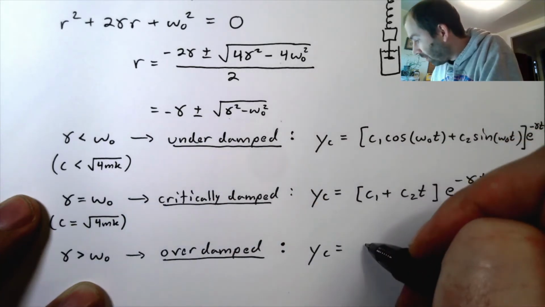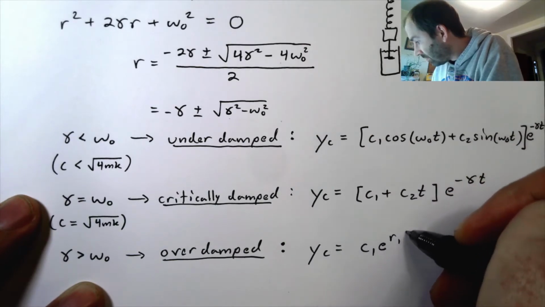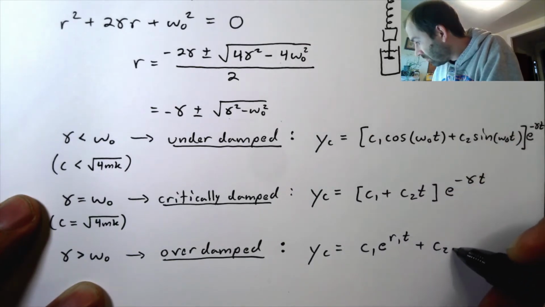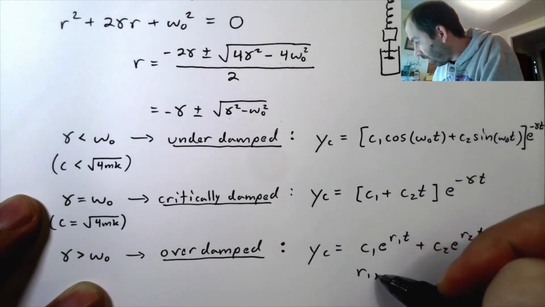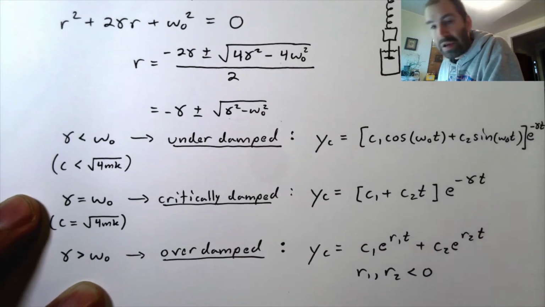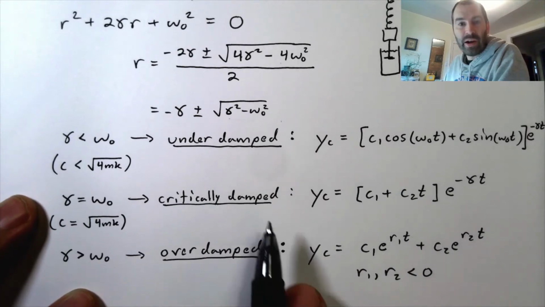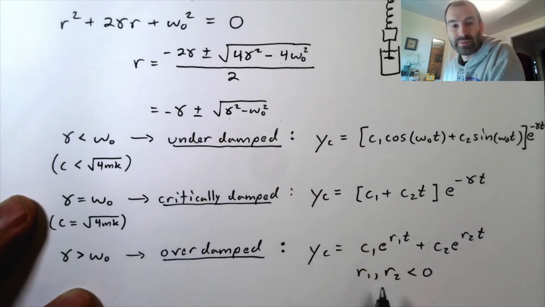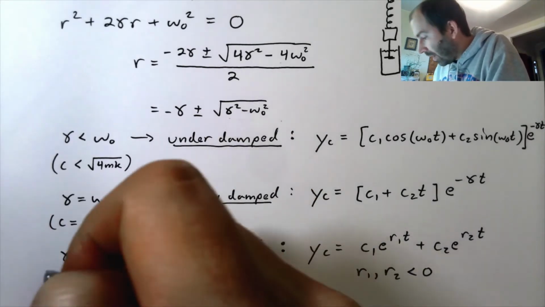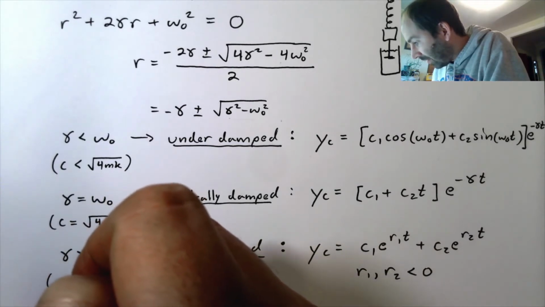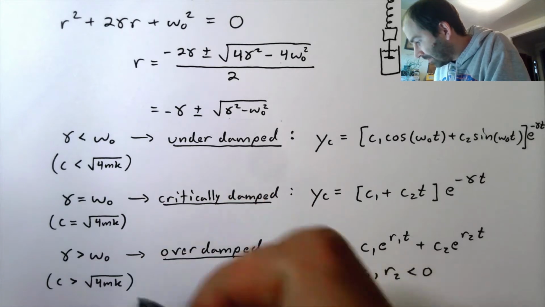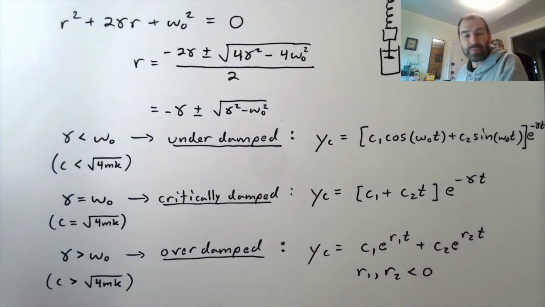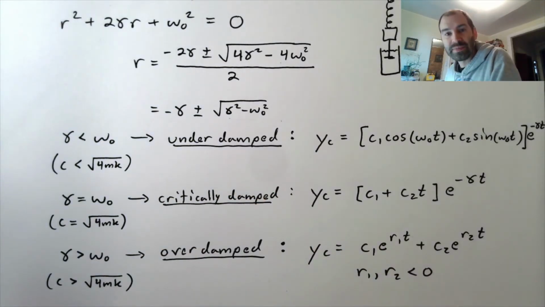Okay? So you're going to have these are our 2 roots, R1 and R2, where R1 and R2 are both negative. It's not too hard to see that they're negative by looking at this. Okay? And by the way, this is the same, of course, as saying that C is greater than root 4mk. Okay? Those are the 3 situations.